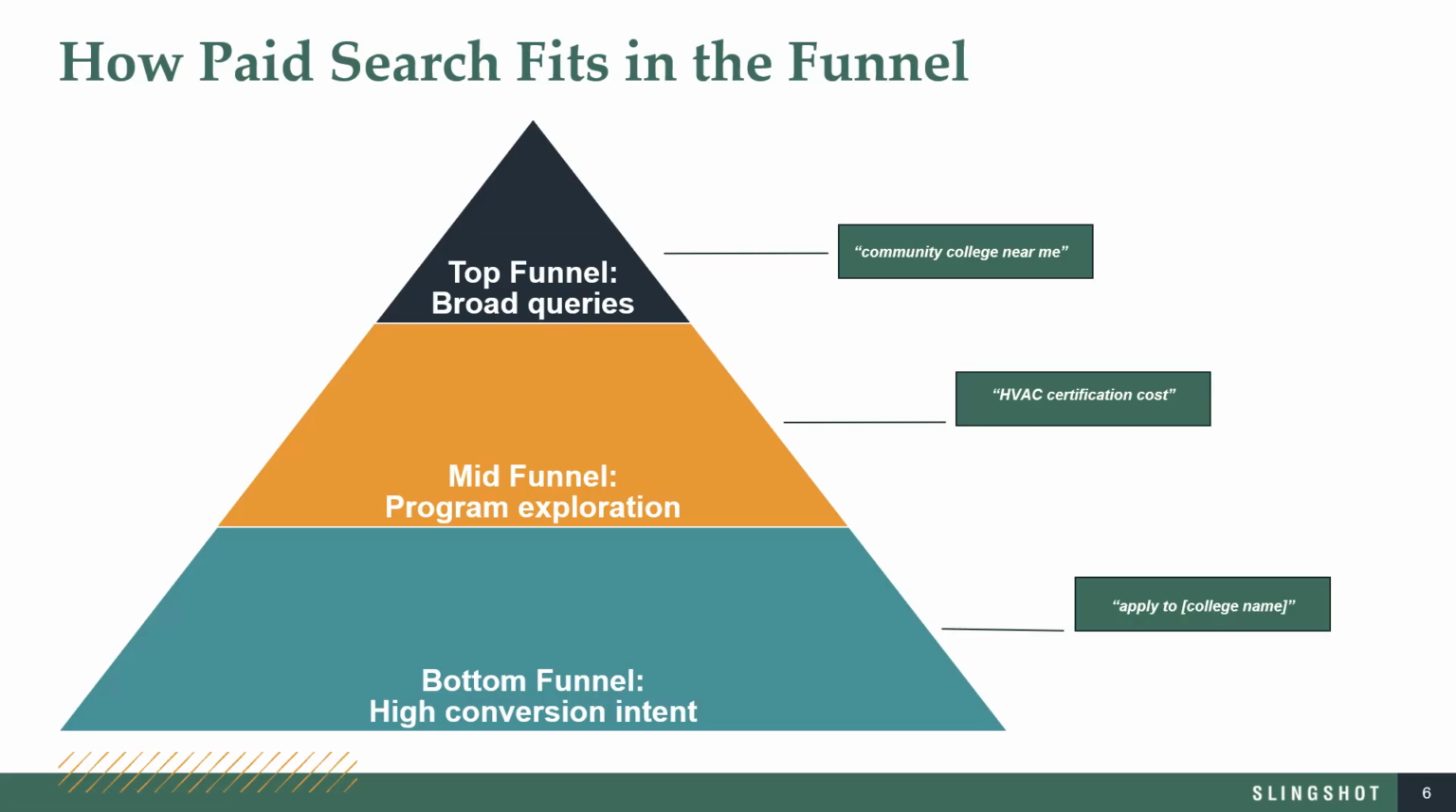You have the mid funnel, right, where they're looking for a specific program, maybe a nursing program, HVAC certification, whatever it may be. They're looking at the cost. So we know a little bit more about them, right? We know what program they're actually looking for. And then we have the bottom of the funnel, which are going to be the highest intent converters, right? If they're searching for something with your college's name in it, like apply to X college here. Those are the people we want to make sure that we are always capturing and always getting.